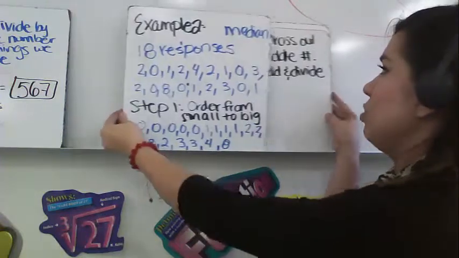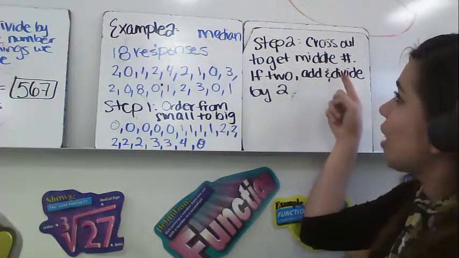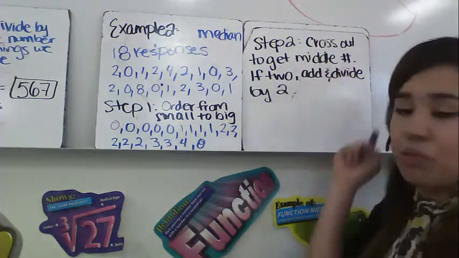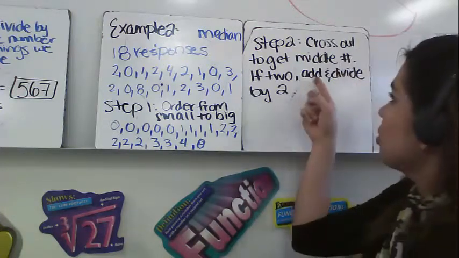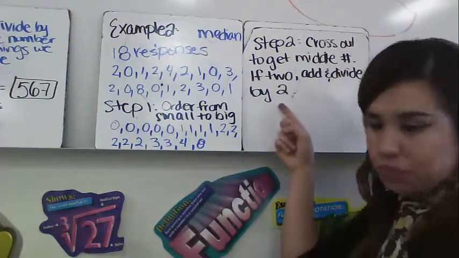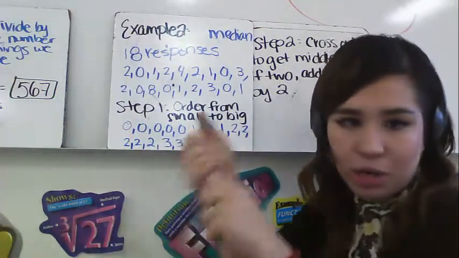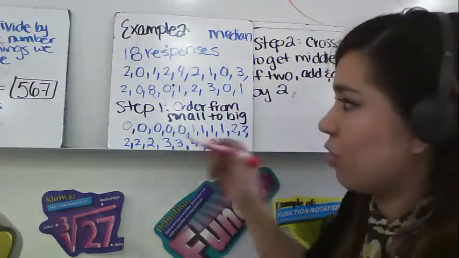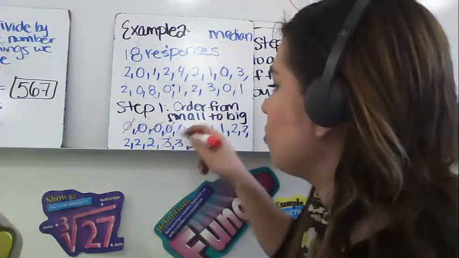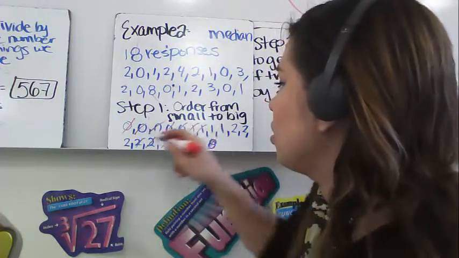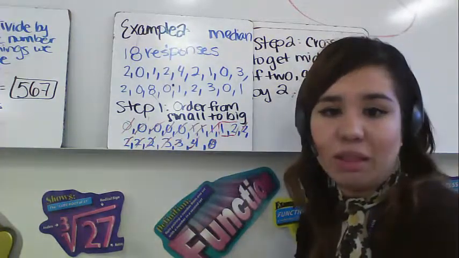I'm now going to do step 2. Step 2 is going to be to cross the numbers out until I get to the middle number. If I end up with 2 numbers in the middle, I'm going to add them up and divide by 2. So let's take a look at ours. Okay, I'm going to go ahead and cross them off with my marker. Cross, and remember it's 1 from each. So I was left with 1 and 2 in the middle.